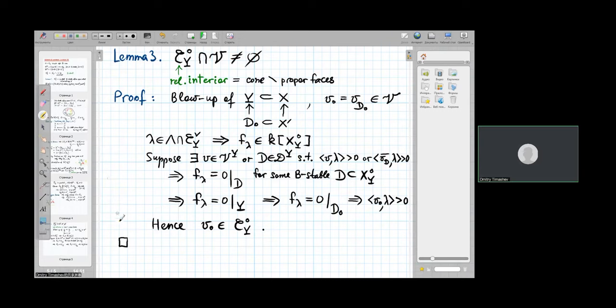Any questions? Oh, V naught belongs to the valuation cone of X, right? Because it comes from a G-stable prime divisor. Because this divisor is G-stable, and V naught is the valuation corresponding to this divisor. Okay. More questions?